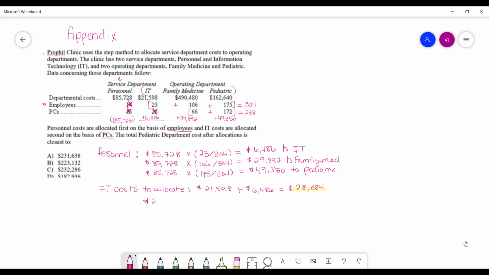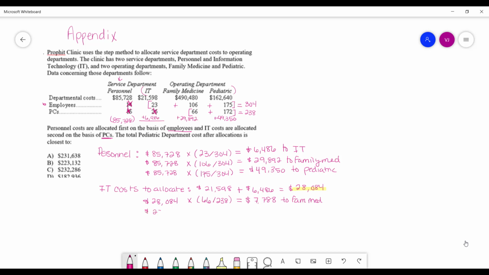All right, so we're going to take that $28,084 and figure out how much of that the family medicine department will become responsible for. Well, we allocate IT costs based on number of PCs. So family medicine uses 66 PCs out of the 238 between the 2 operating departments. So that means the proportion of the 28,084 that family medicine will become responsible for of the IT costs is $7,788. So that's how much gets allocated from IT to family medicine.